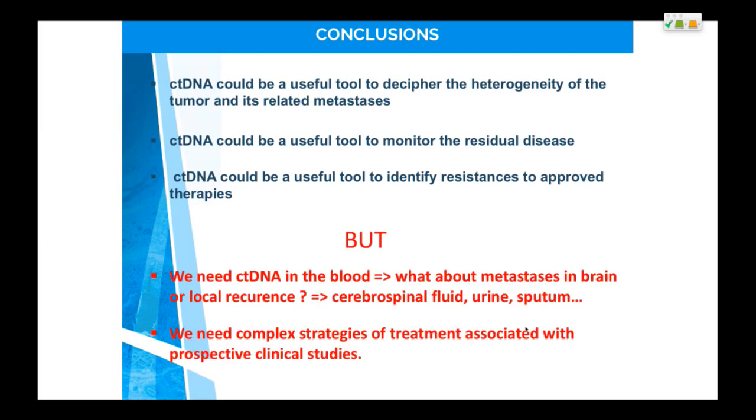But of course, you need ctDNA in the blood. So what about metastasis into the brain or local recurrence last stage 3? Therefore, we will investigate different other fluids. And also, with complex information, you need also complex strategy for the treatment for the patients.